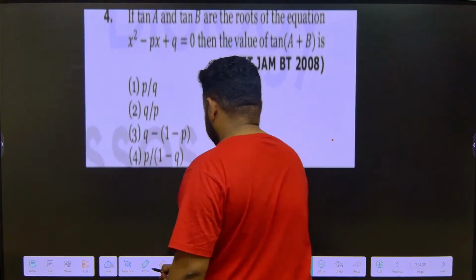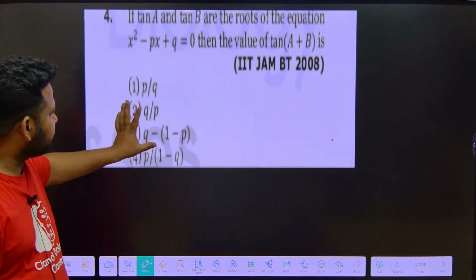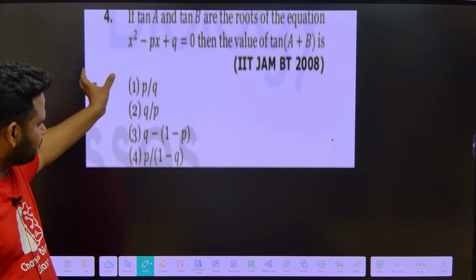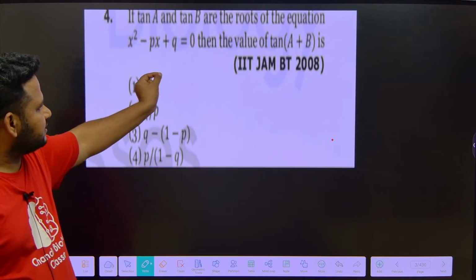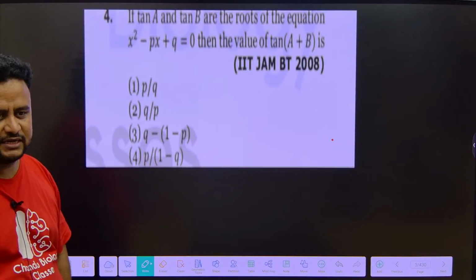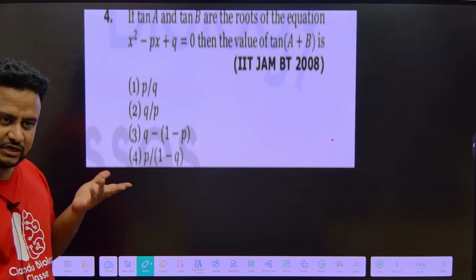Okay, IIT JAM Biotechnology 2008. Here they were not given directly. They have given that if tan A and tan B are the roots of a quadratic equation, then they are asking the value of tan of A plus B. We know the formula, it is tan A plus tan B by 1 minus tan A tan B. But we should know what tan A and tan B are, we do not know.